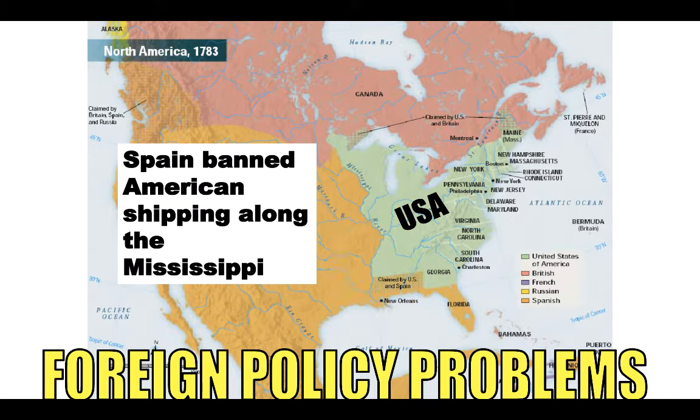Spain stopped allowing the U.S. to use the port of New Orleans and closed the Mississippi River to U.S. trade in 1784. And people in the frontier, like in places like Tennessee and Kentucky, really relied on access to the Mississippi, and it was shut down.